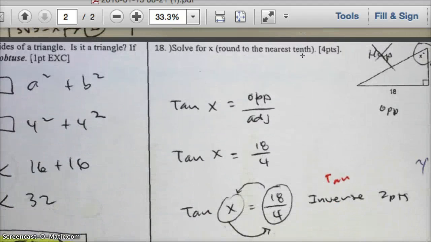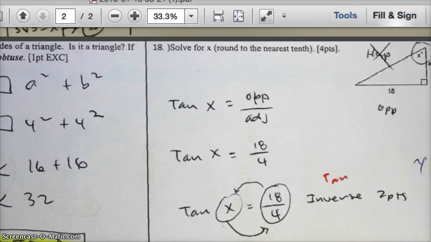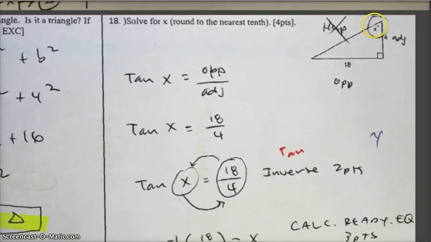Number 18, solve for x, round to the nearest tenth. Same thing. I'm going to circle what they've given me, that angle. That's always my starting point. I recognize from here I can label the sides. I have opposite. Across the right angle is a hypotenuse. Therefore, the one next to the angle is called the adjacent.